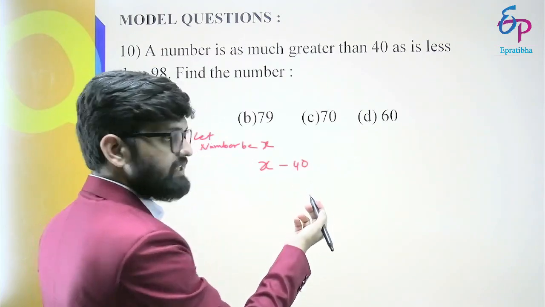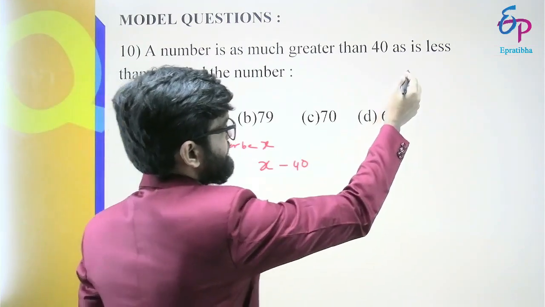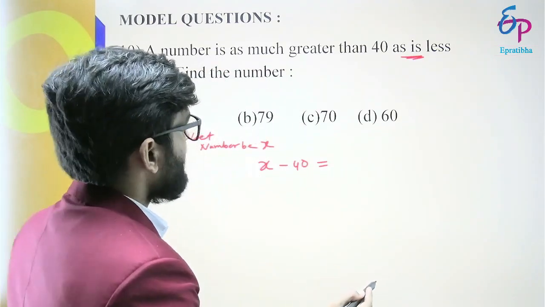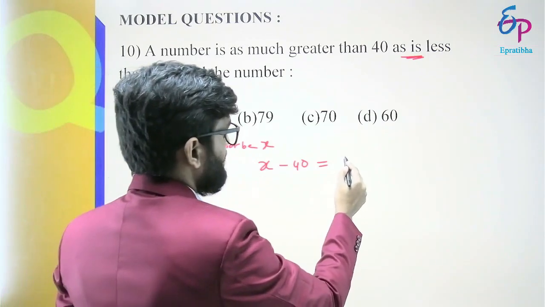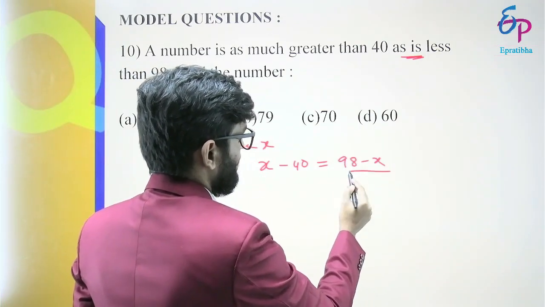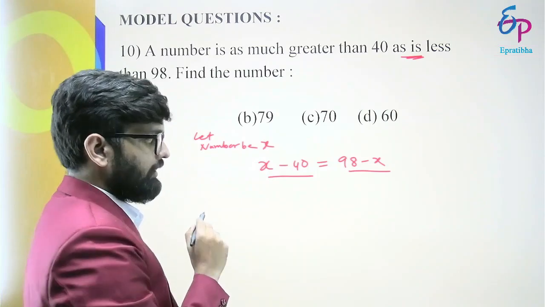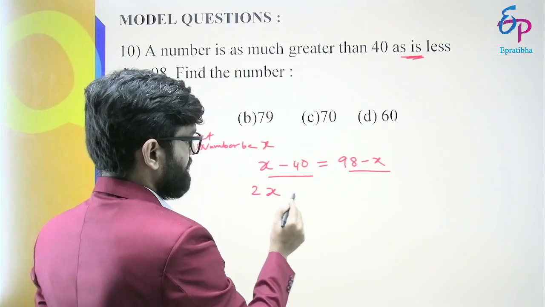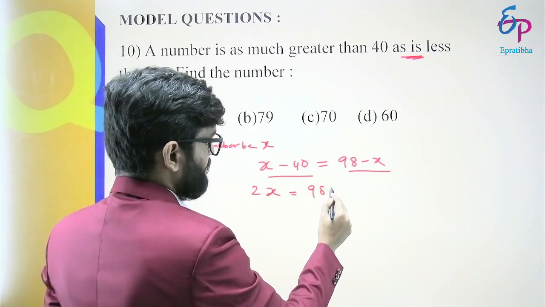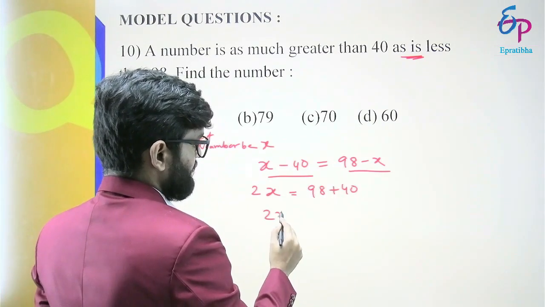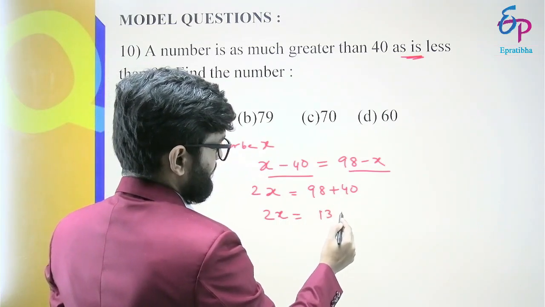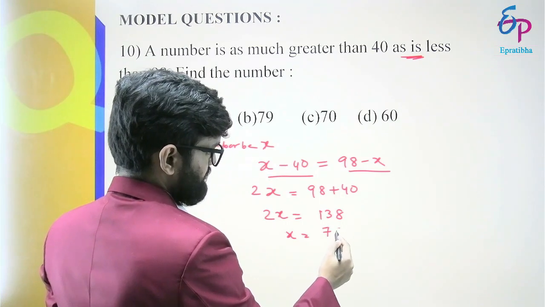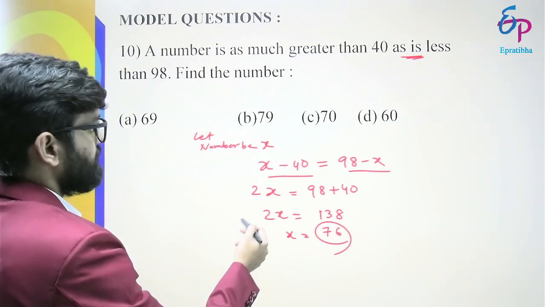Greater than 40 means you just take the difference. Whenever it is like this, you just put an equal to: it is as much as it is less than 98. The difference between 98 and x, and x and 40, will be equal. So if x comes to this side, this will become 2x is equal to 98 plus 40. So 2x is equal to how much? This is 138. X is equal to how much? This is 7 and this is 6. 76 is the correct answer.